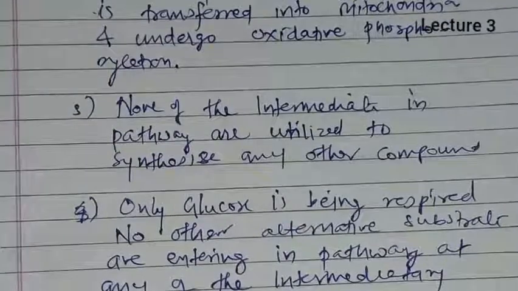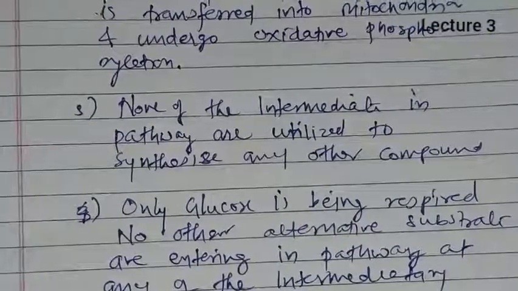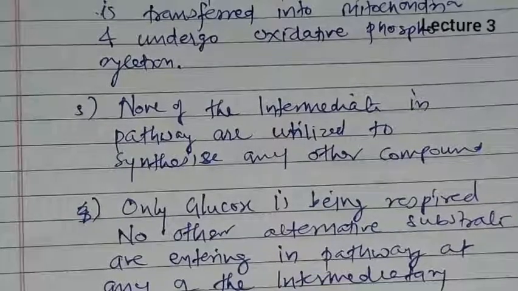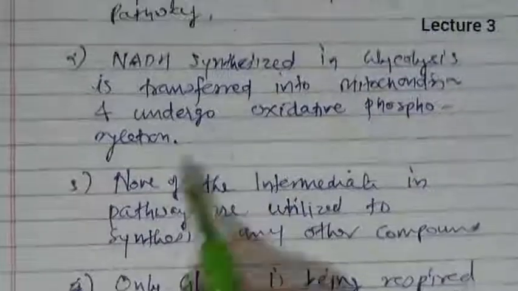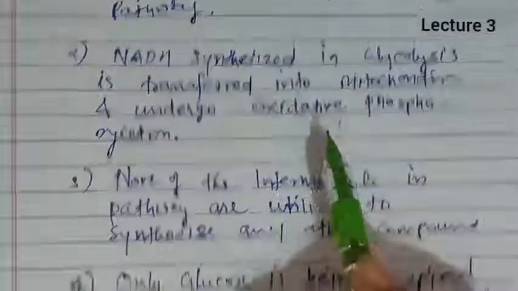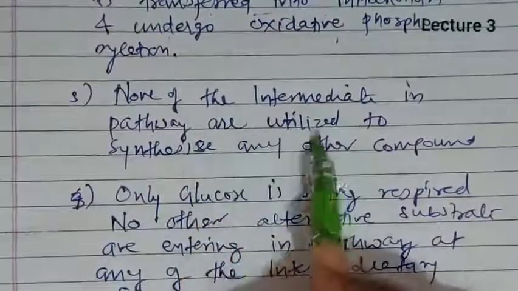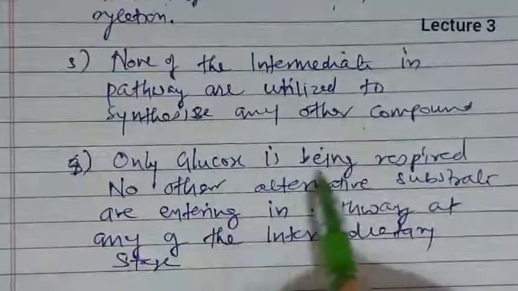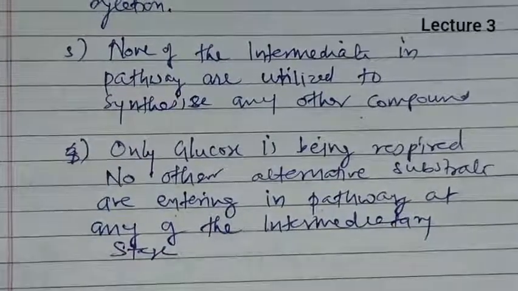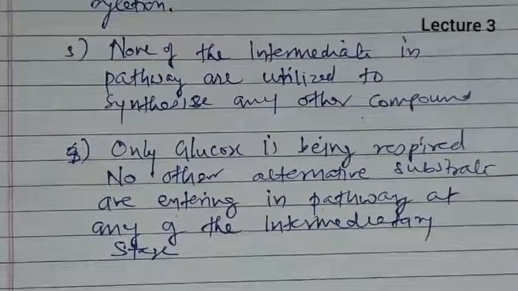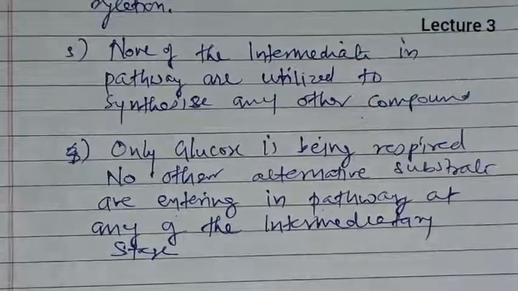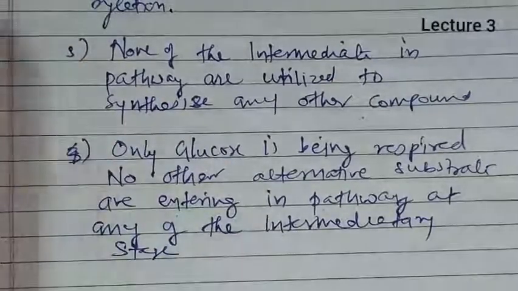So the assumptions are what? That it is a sequential, orderly functioning pathway forming the intermediates one after the other in glycolysis, TCA cycle and ETS pathway. Second, NADH produced in glycolysis is transferred to mitochondria and undergoes oxidative phosphorylation. None of the intermediates in the pathway are utilized to synthesize another compound, and only glucose is being respired. No other alternative substrate is entering the pathway at any intermediate stage. When we consider these assumptions and calculate the ATP from glucose, then we can make a respiratory balance sheet calculation. So the calculation is as follows.